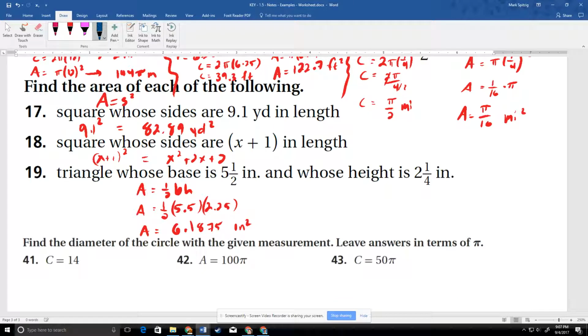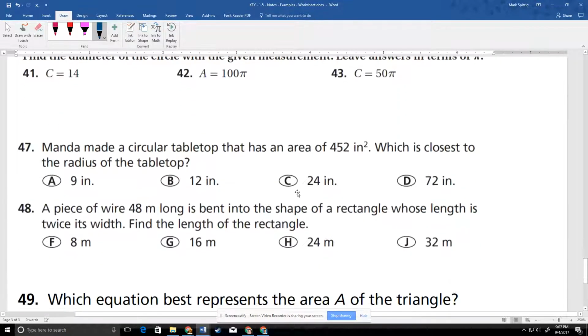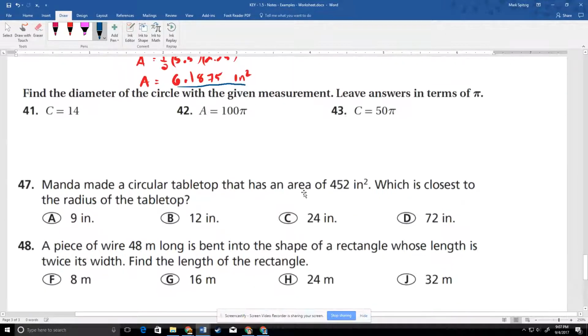All right, again, just to sort of get our final answers here. I can do a little underlining, but let's finish them out. Ooh, more than I thought. Okay, diameter of a circle with the given measurements. All right, so we want to find the diameter.